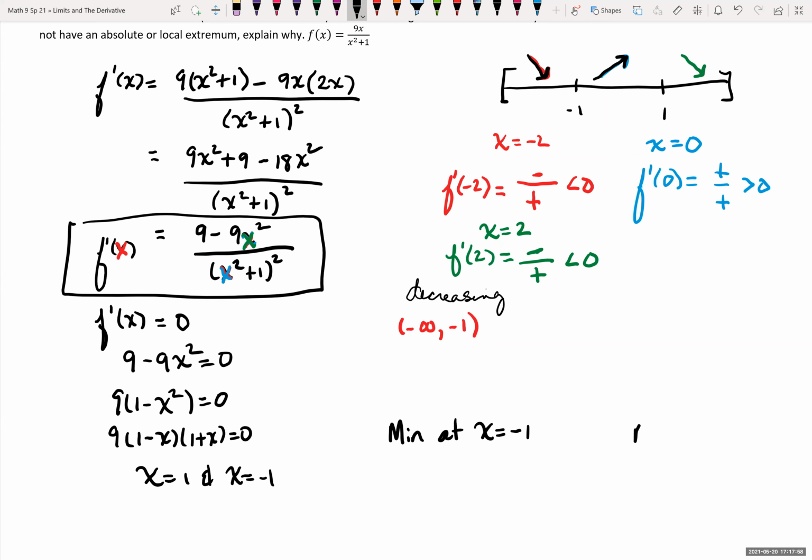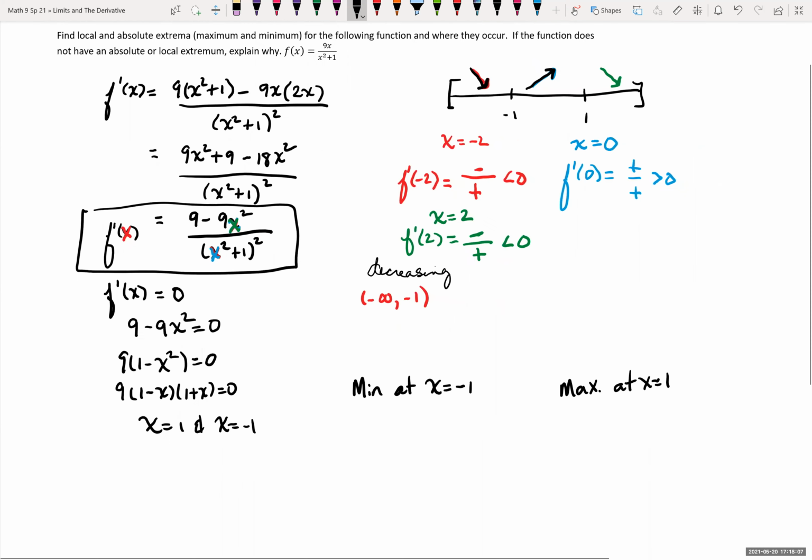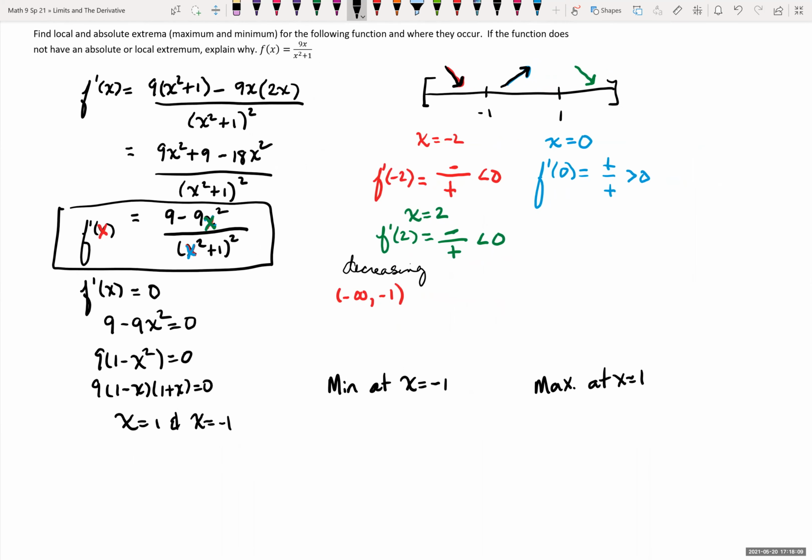And we have a max at x equals 1. Let's just think about this graph a little bit. If we're decreasing, we're going to come down and then we're going to hit -1. We're going to turn around. We're going to hit +1. We're going to turn around. And then we're going to continue down forever.